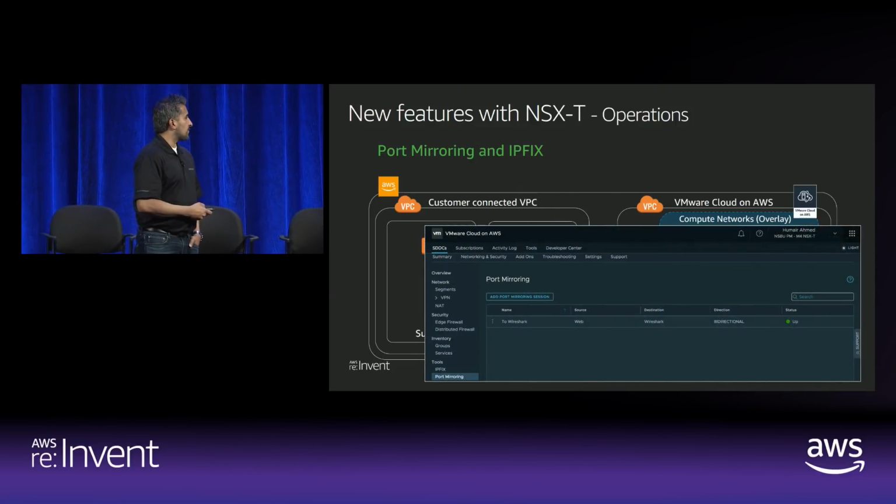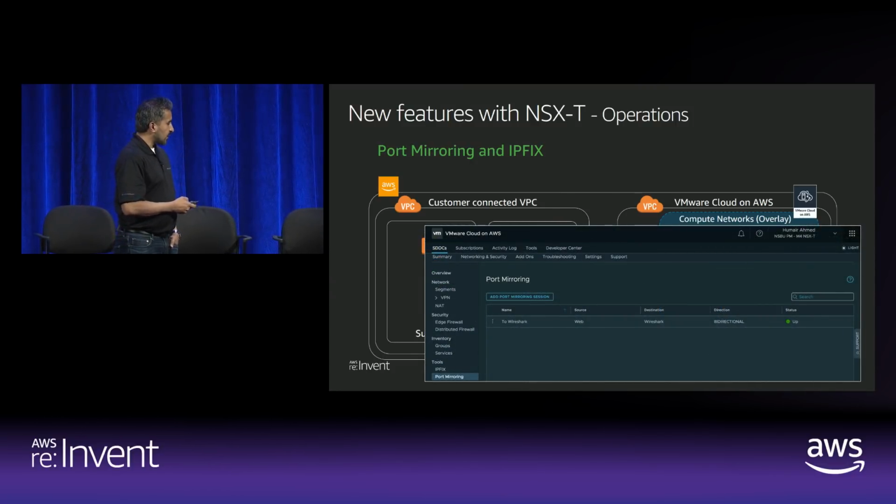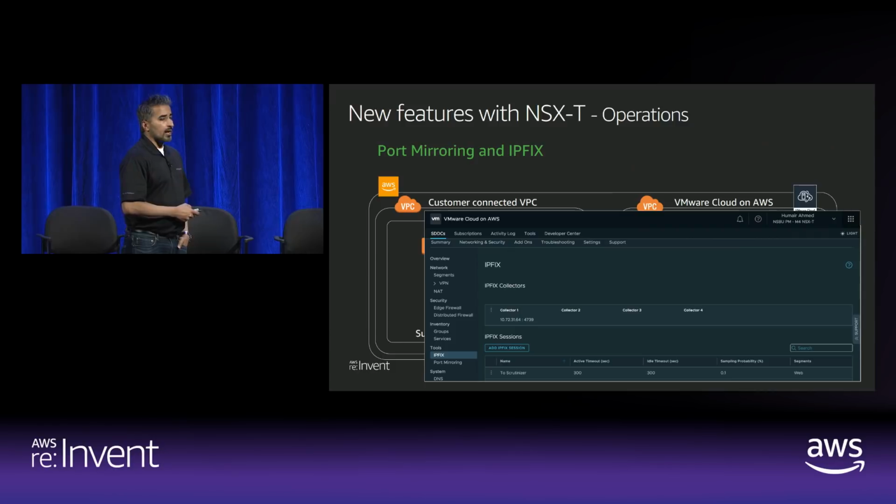So here you can see in VMware Cloud on AWS, I've actually created a session, and the source is Web Security Group, has that Web VM as a member. Destination is Wireshark Security Group, has Wireshark as a member, and I've set up bidirectional to send that, enable the port mirroring, okay?